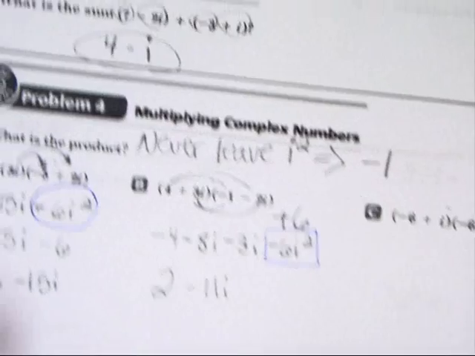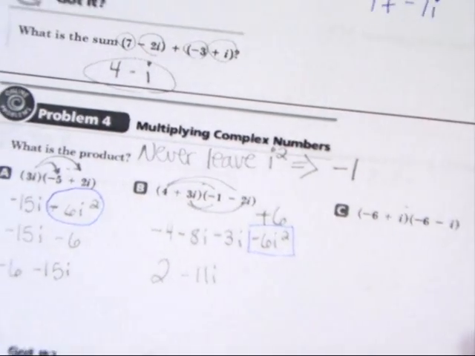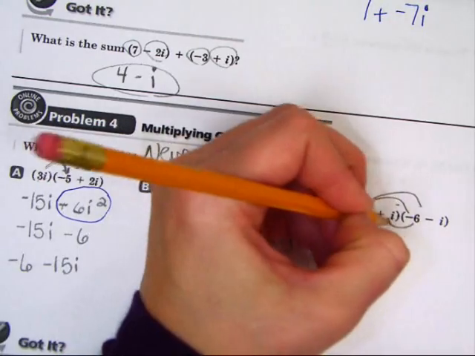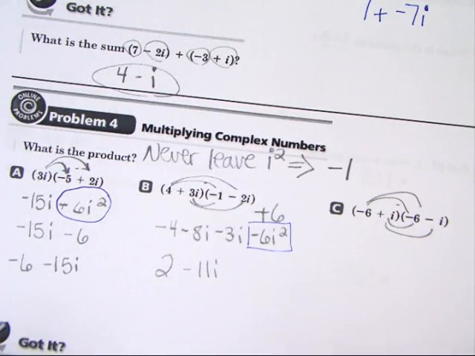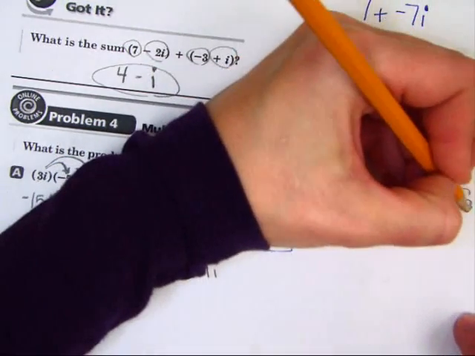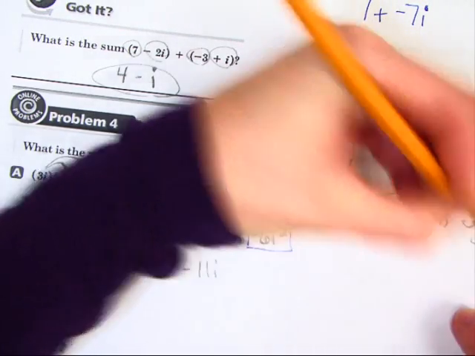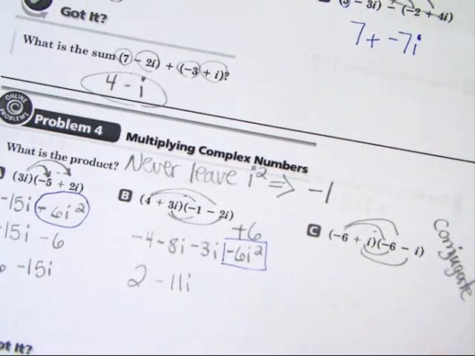Let's try it one more time in part C. Distribute in. Here, here, here, and here. Now if you remember this word from yesterday, you should memorize that this is a conjugate because it's plus and minus of the same thing.